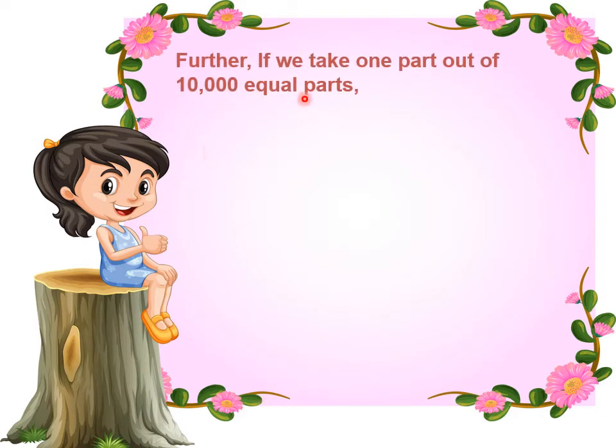Now further we take one part out of 10,000 equal parts. Okay, now we will see in 10,000 equal parts. So it shall be 1 upon 10,000. So in 10,000 equal parts, one part we shaded. So in fraction we will write 1 upon 10,000. Yes. So in decimal what we will write? 0.0001. In 10,000 how many zeros are there? 4. So after the decimal point we will write 4 digits, 0001.